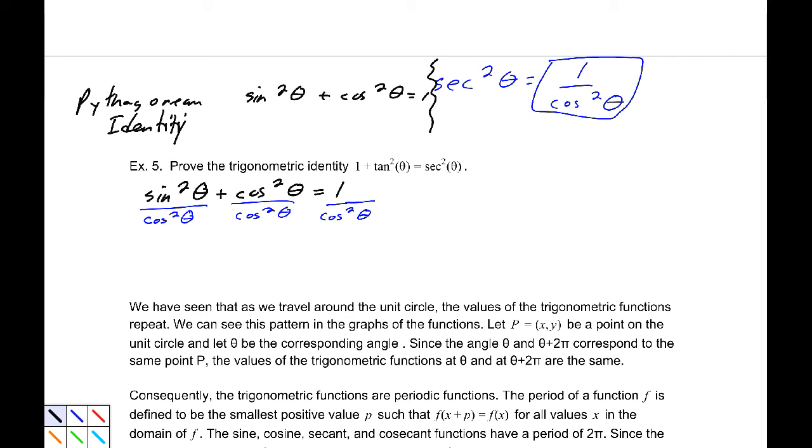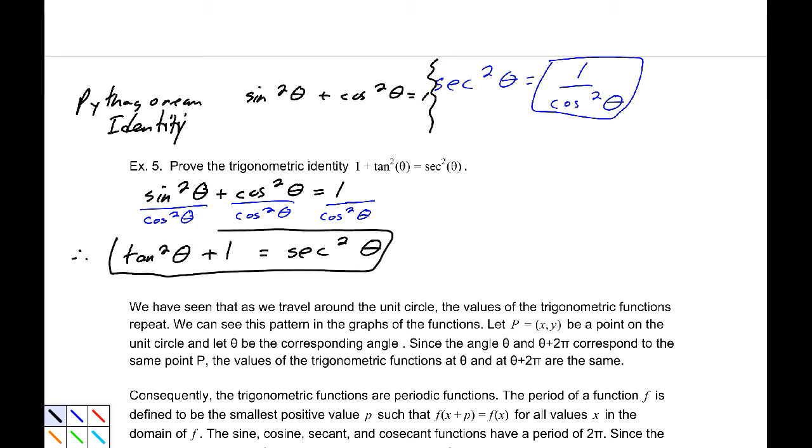Well, on the far left, sine divided by cosine is tangent. So this is tangent squared theta. Cosine squared divided by cosine squared is 1. And 1 over cosine squared is secant squared theta, which is almost identically what we are looking for, and it is equivalent. So therefore we know that identity.